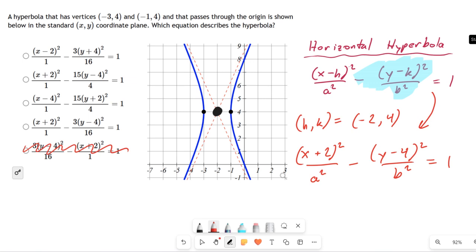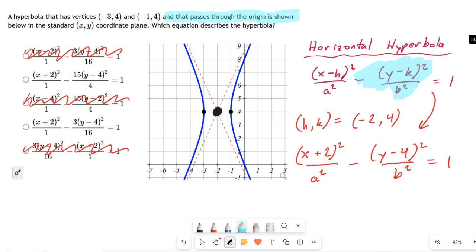Okay, which of these equations match? It has to have x plus 2. So I know it's not this one, and I know it's not this one right here. So I've got two real choices left. And the last piece of information is interesting. Look what it tells me about this.